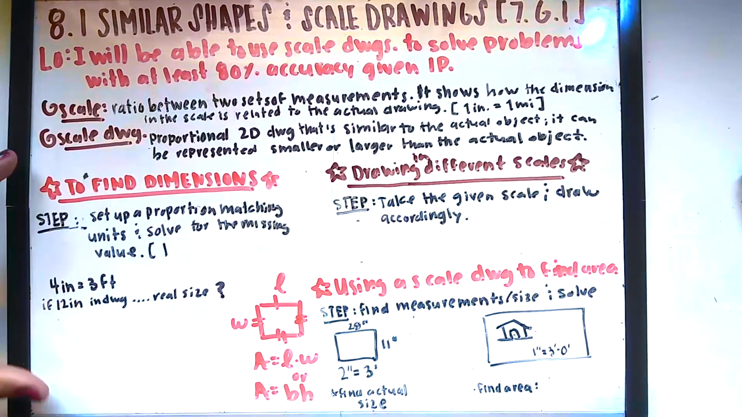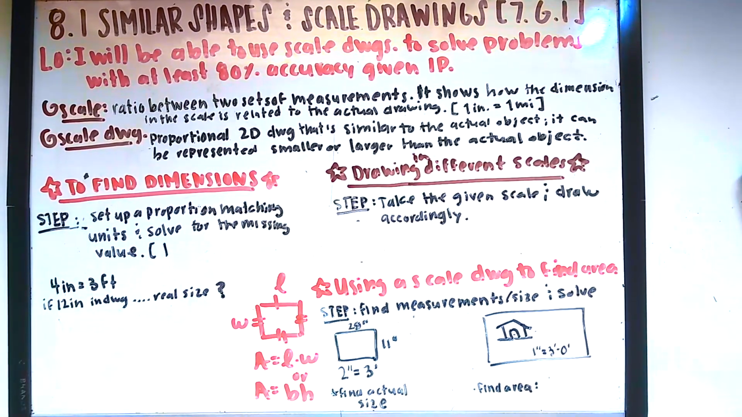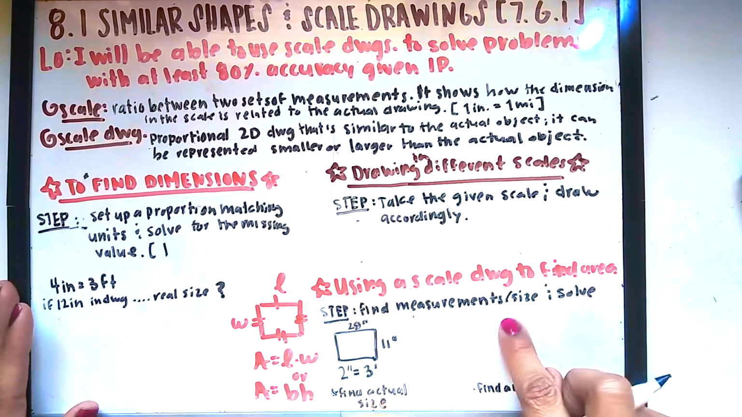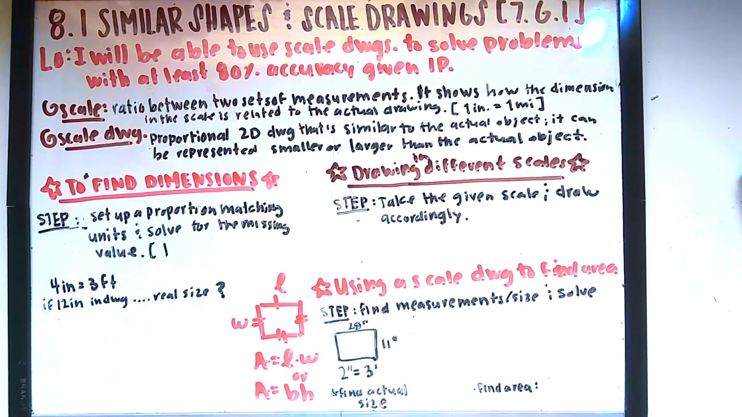Okay. So let's go to find dimensions, and then we'll draw something to scale, and then we'll use our scale drawing to find the area of an object. Okay. So let's get to it. The first one is to find the dimensions. The first thing we're going to do is set up a proportion. We're going to make sure that you match the units. And then you solve for the value that is not given to you.